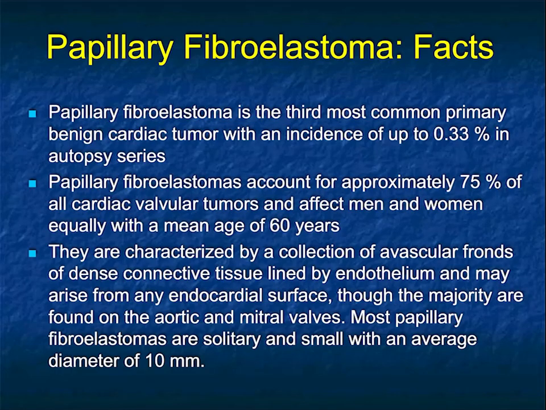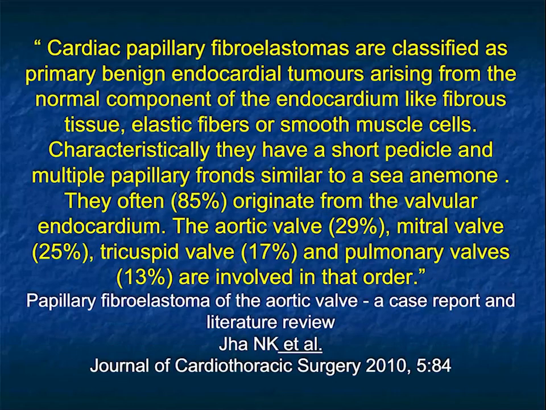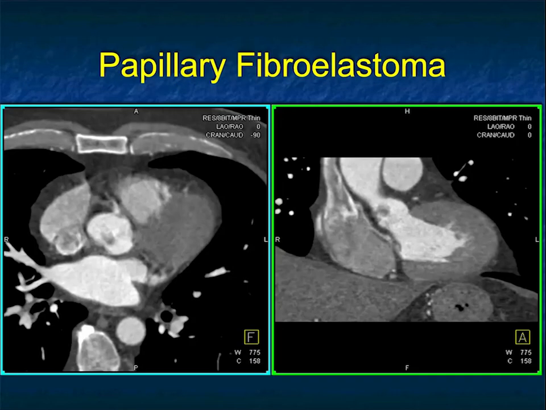The majority are found on the aortic and mitral valves, most commonly on the aortic valve. Average size is about a centimeter. This article made the point they're benign tumors. The important thing is recognizing them. And at times, if you don't have gated studies, you're going to miss them.